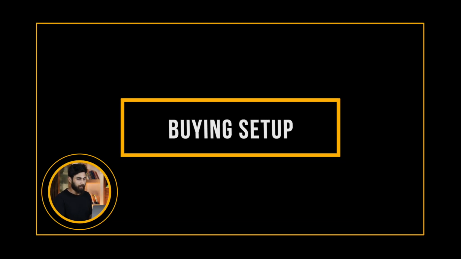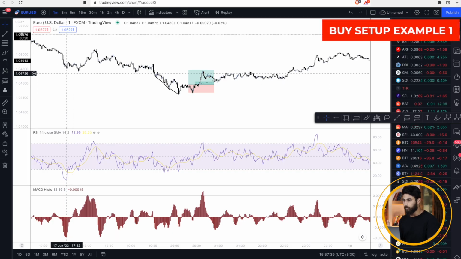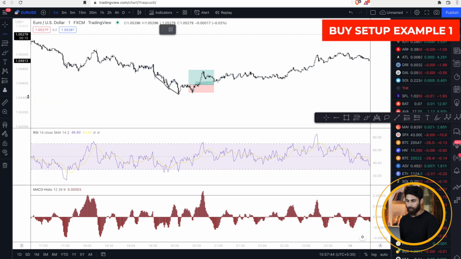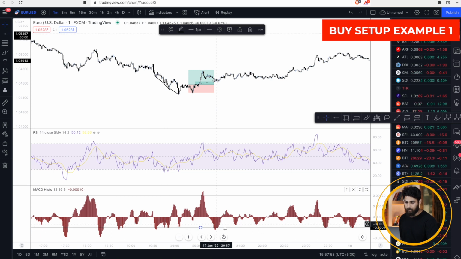Now let us understand the strategy which you have to use. It has very simple rules for buying and very simple rules for selling. Now let us start with the buying setup first. The first thing that you have to do is go to this toolbar and then choose horizontal line. After you do that, go to the histogram and place it on the 0.00010 level. So this is a very important level for us for buy setups.